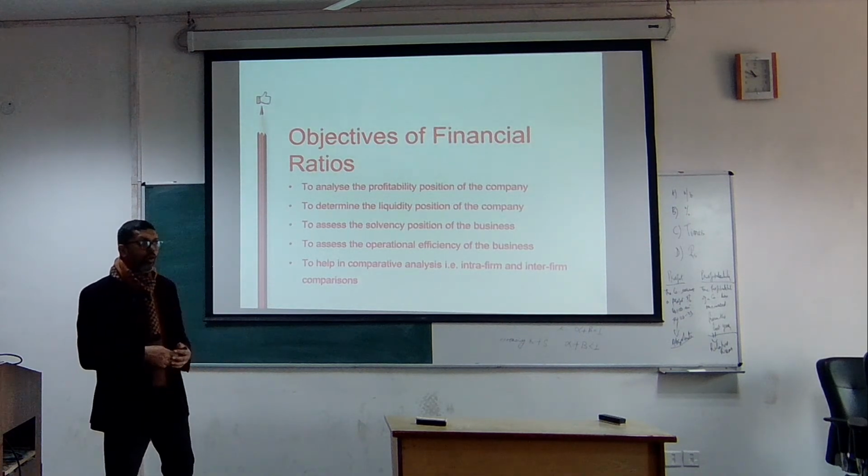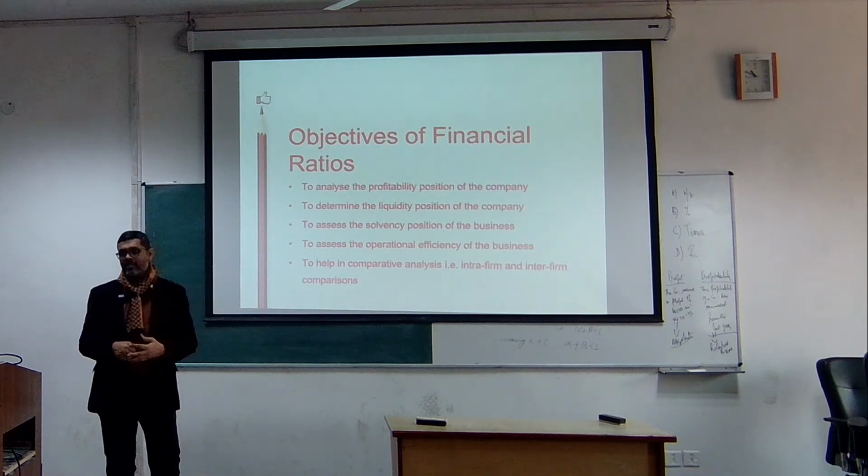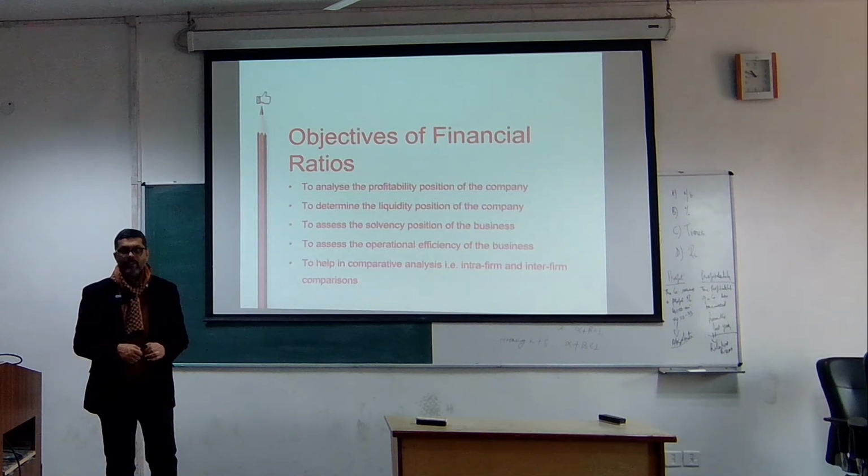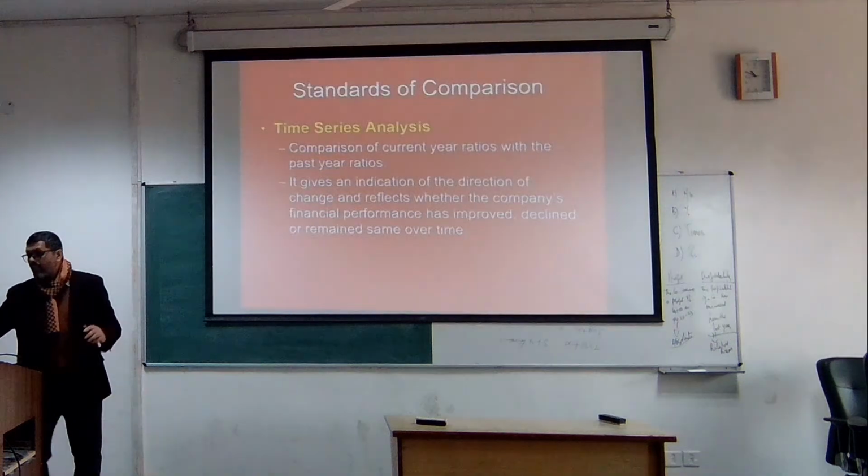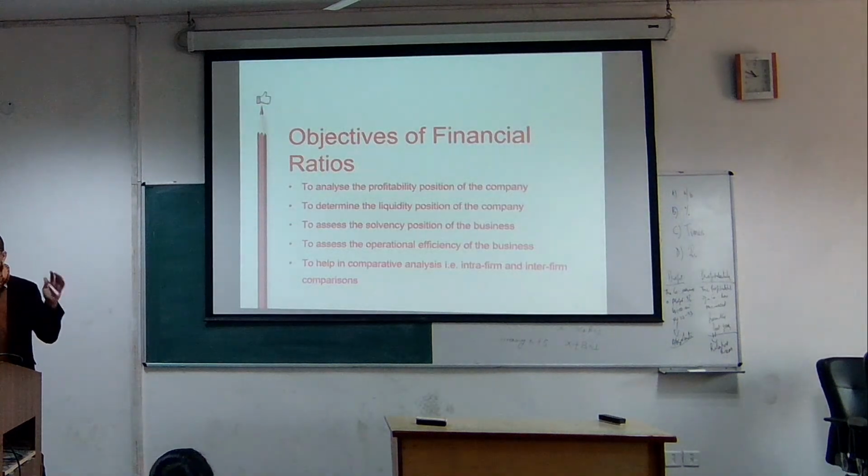So that is what you call an inter-firm analysis. Is it clear or not? Understood? Right? So these are certain objectives of financial ratios.